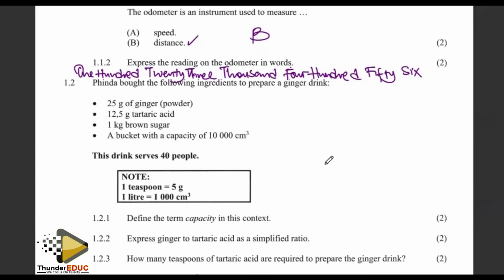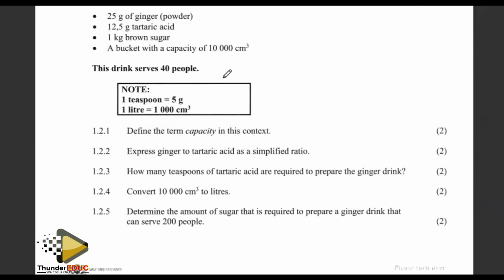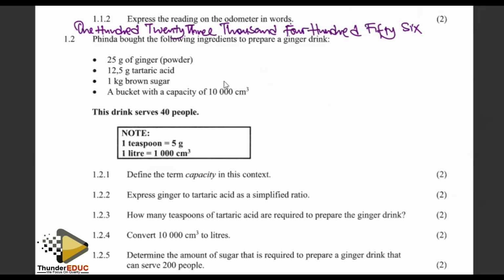Okay. Here we have the following ingredients to prepare a hot ginger drink: 25 grams of ginger powder, 12.5 grams of tartaric acid, 1 kilogram of brown sugar, a bucket with a capacity of 10,000 centimeters cubed. This drink serves 40 people, simply meaning these ingredients will only make enough for 40 people. Okay, we continue and we see the question that goes on.